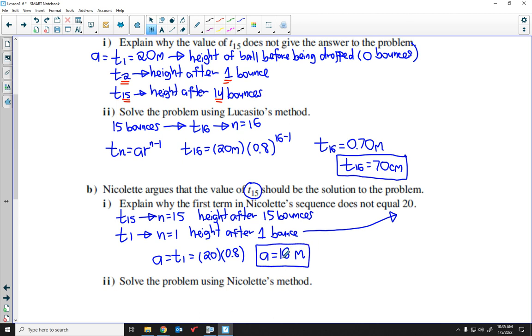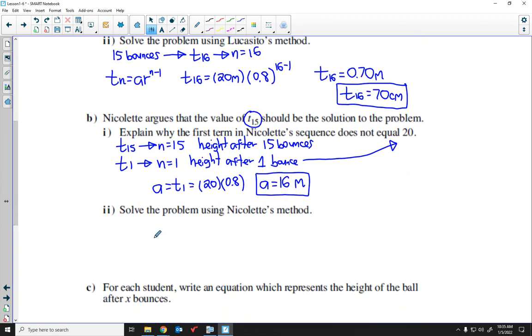In her sequence, that would be the height after the first bounce. Okay, now we can go ahead and solve this. So solve it using her method. We want to calculate T15, which is a question mark, when n is 15. The first term in her sequence is 16 meters, and the geometric growth factor is 0.8. So use the general term formula.